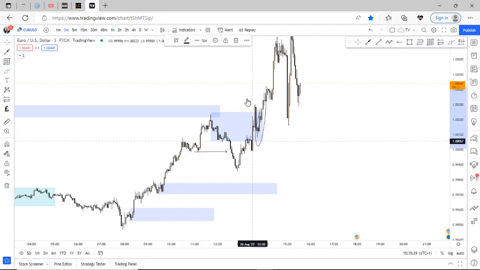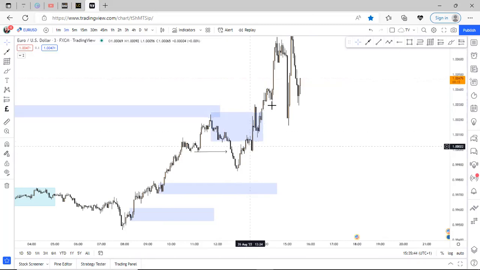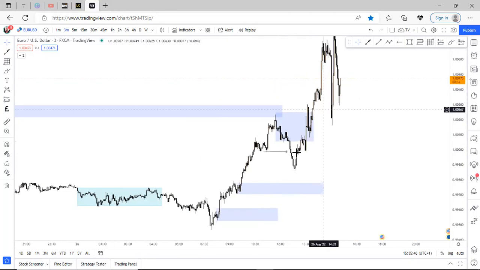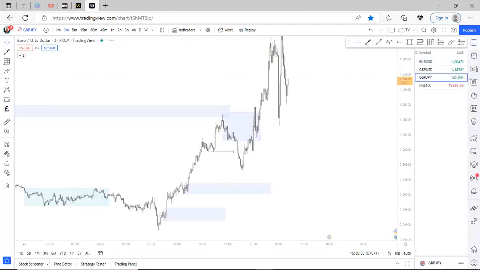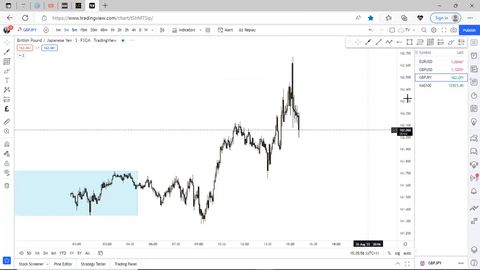So even by waiting for confirmation entry, you can see that the losses I have today are not as if I took trades that were not good enough. I waited for my confirmation, but yet I was stopped out. This was my second loss. So moving on to the third loss I have, which is on GBP JPY. It was also a sell trade that I took that got me a loss.